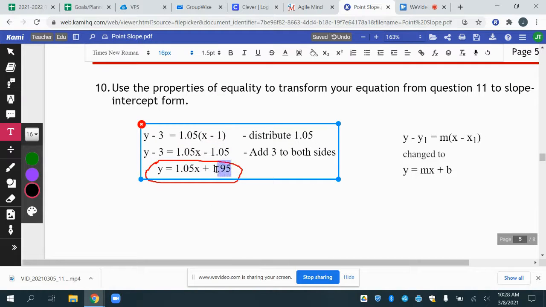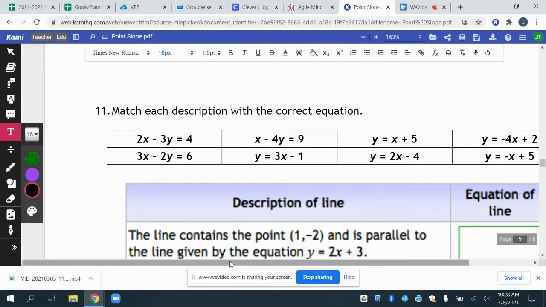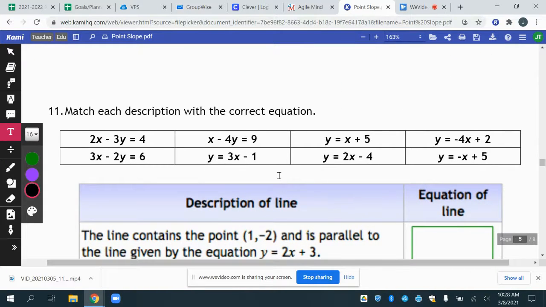This one's nice because it tells me that the y-intercept is 1.95, which I probably would not have guessed by looking at a graph. It would have been like, I don't know, close to 2. But now I can figure it out mathematically, given just 2 points. That's the power of mathematics.